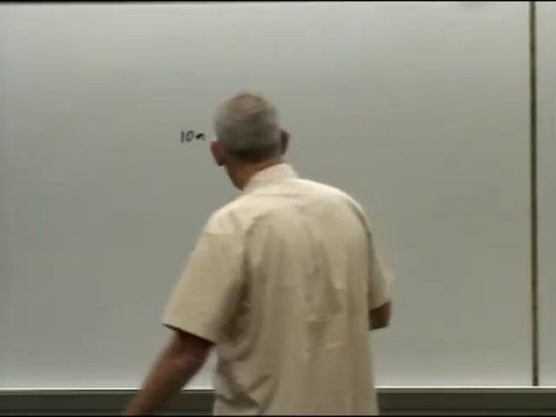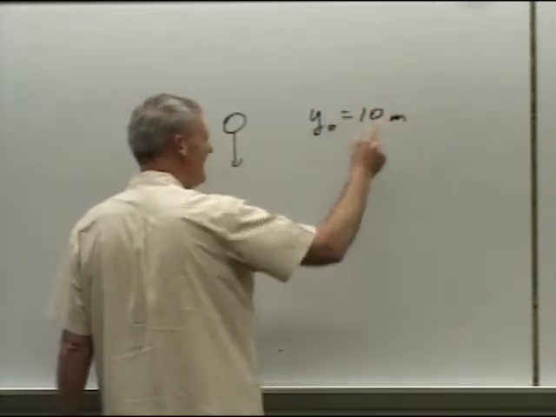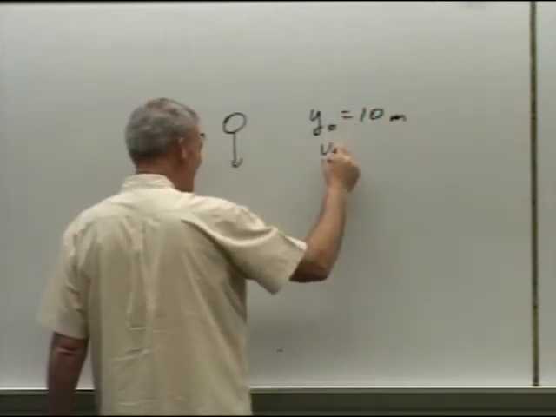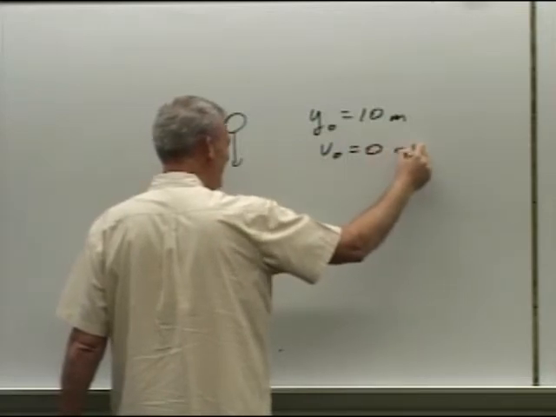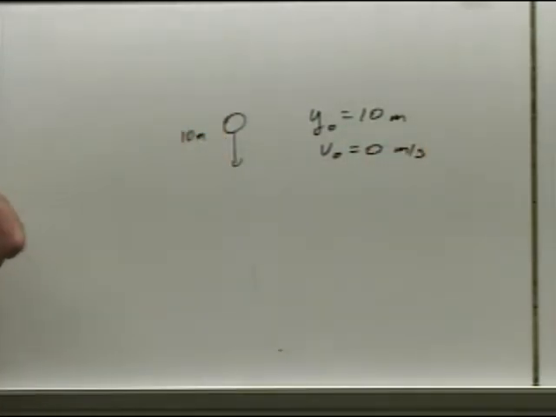Okay. So we'll give Robin credit. We'll say, all right, 10 meters, that is a correct answer. But the initial velocity is 0 meters per second. All right. So now, and it's 10 meters in the air.